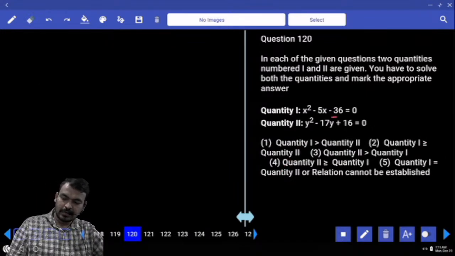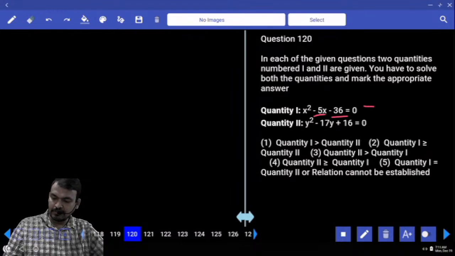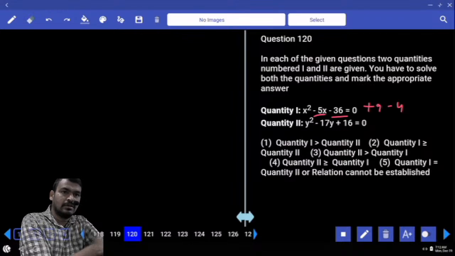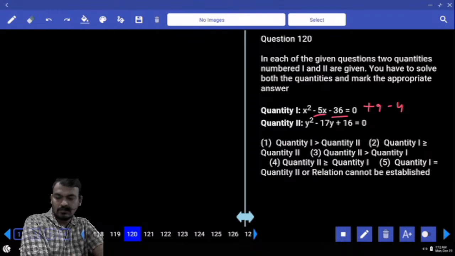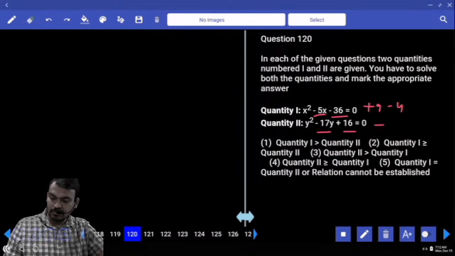What is the first one's product? Minus 36. Sum is minus 5. Then 1 will be written as plus 9 minus 4. Are those the final roots or initial roots? Final roots are. Second one: 16 and minus 17. Minus 16 minus 1. But the final roots are plus 16 plus 1.